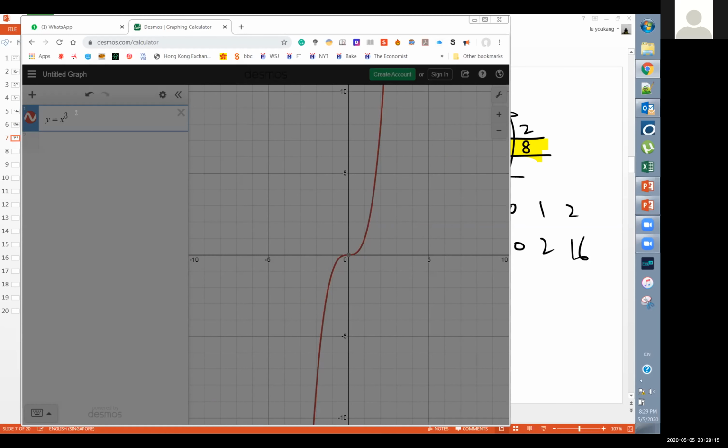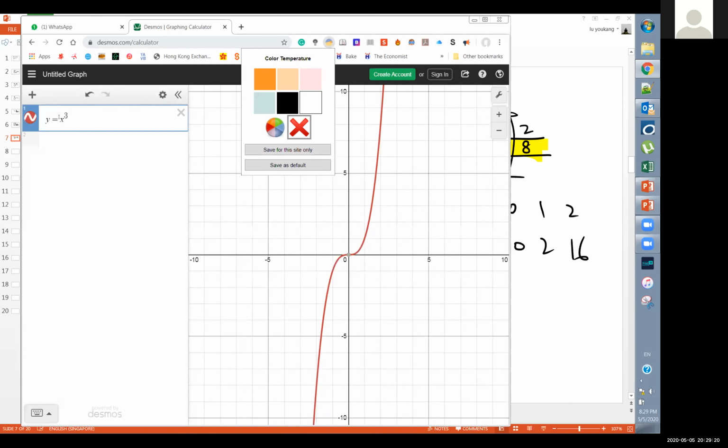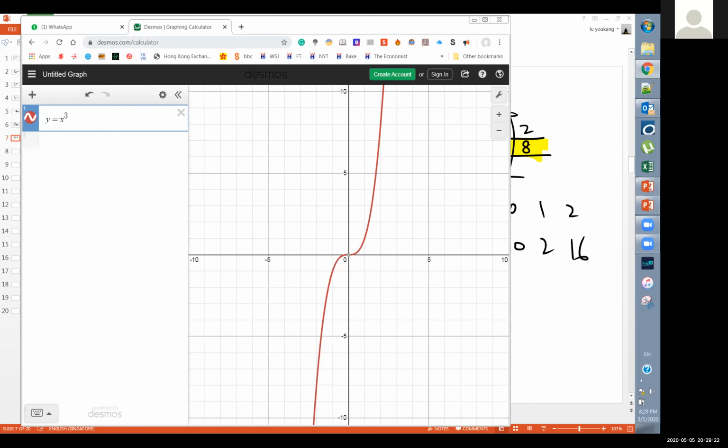So this is the common one, x to the power of 3. If you want to have 5, can you see the effect without the 5? If you want to be more extreme, like 100, it will be very close to the y-axis. Without the 100, it will start to go away from the y-axis.